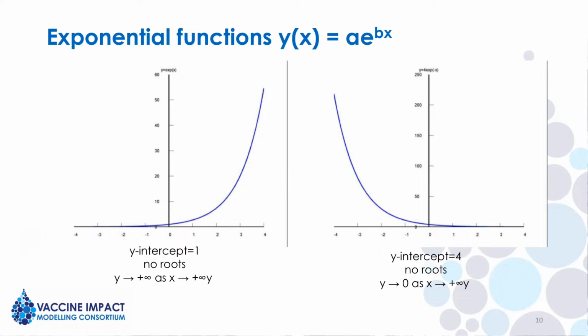Again, on the flip side, here's another example. Here we've got y is equal to 4e to the minus x. So we've got that 4 there, which means the y-intercept is 4, we're crossing the y-axis at 4. And as x tends towards infinity, typo there, y is getting very small, so it's approaching 0. It never quite reaches 0. These equations don't have any roots, but it's approaching 0. It's getting very, very small.